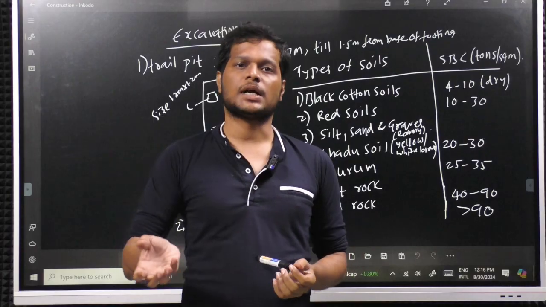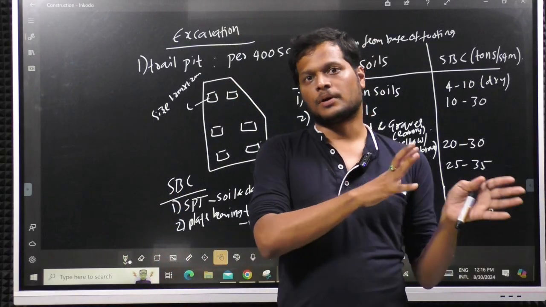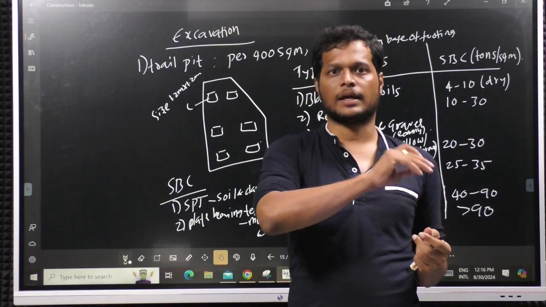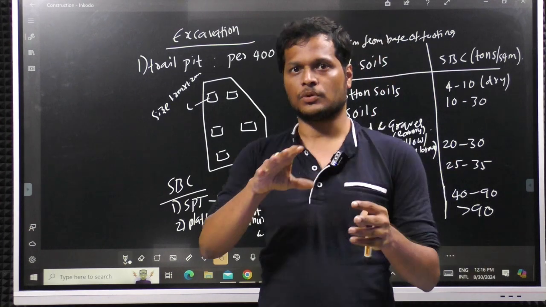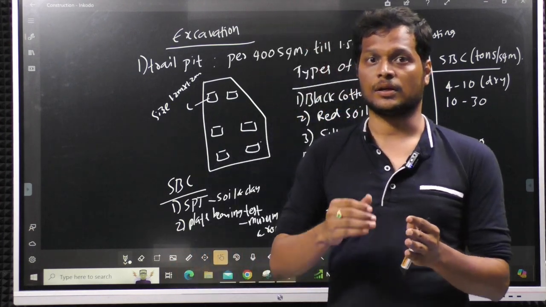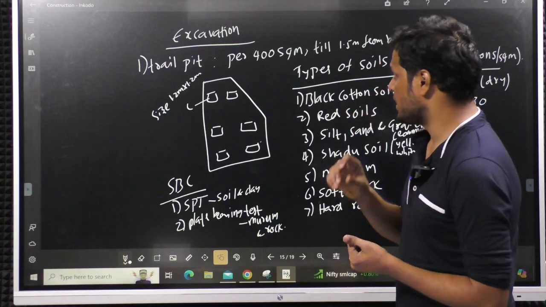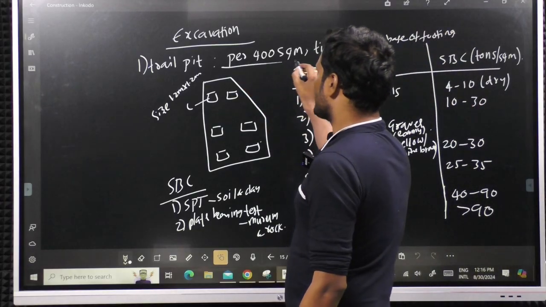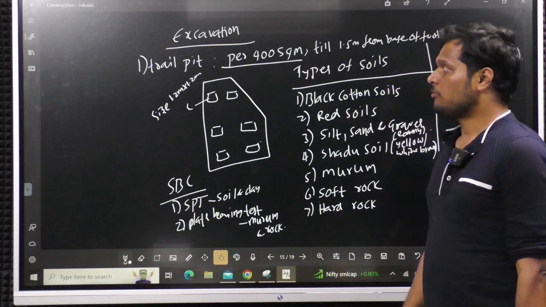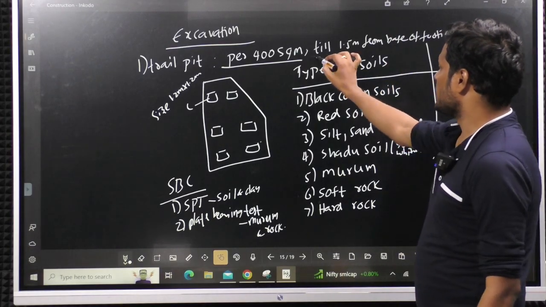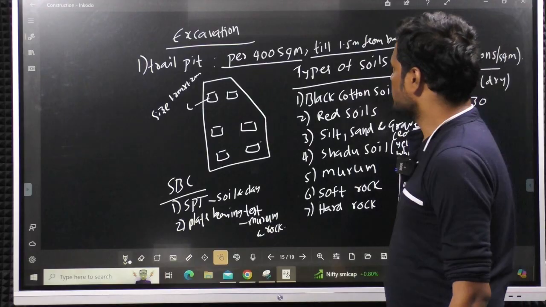Before starting the execution work, some soil investigation will be taken much before the execution, to identify the depth of the foundation or to observe the type of the soil to know the bearing capacity. So trial pits will be laid. Generally, for every 400 square meters we will take one trial pit, up to 1.5 meters from the base of the footing.